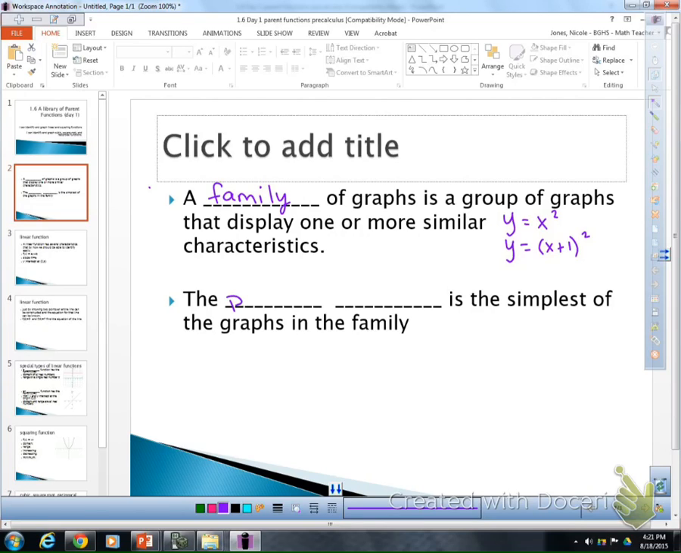As I just said, the parent function or the parent graph is the simplest of the graphs in the family. So it does not contain any plus, minus, dividing, multiplication. It's just a very, very basic function.